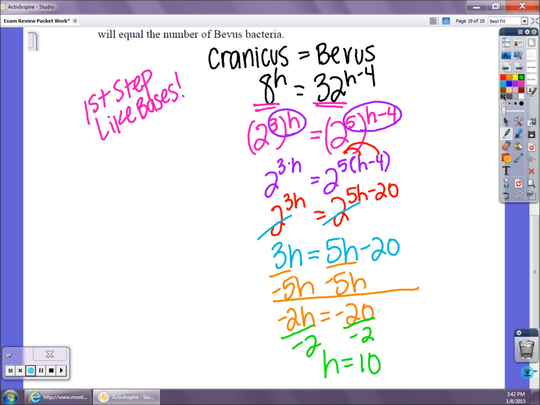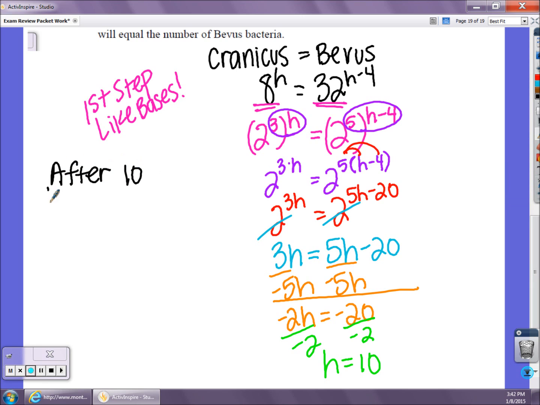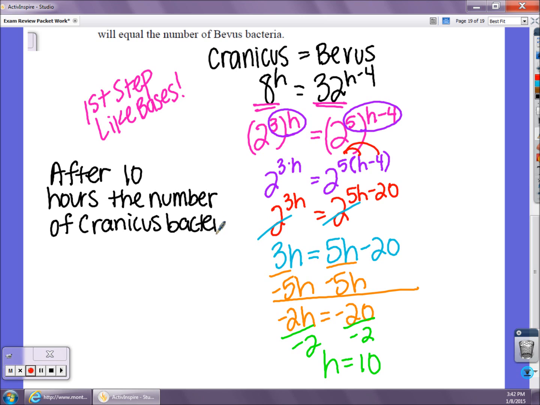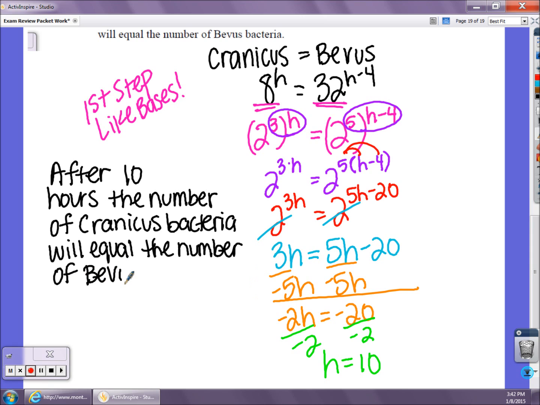And since it was a word problem, I'm going to come over here and say, after 10 hours, the number of Cranicus bacteria will equal the number of Bevis bacteria. And that's going to be it for number 18.